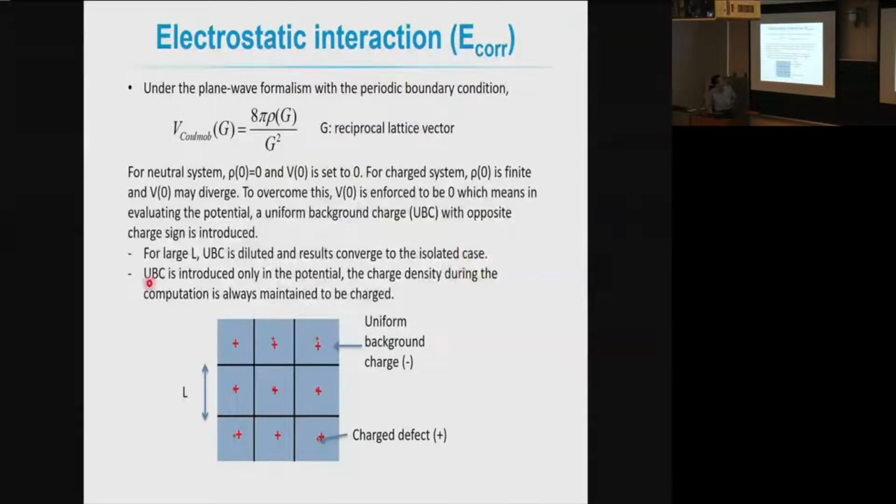And one thing is that this uniform background charge is introduced only in the potential. On the other hand, when you calculate the charge density, this is completely removed. It's not considered.